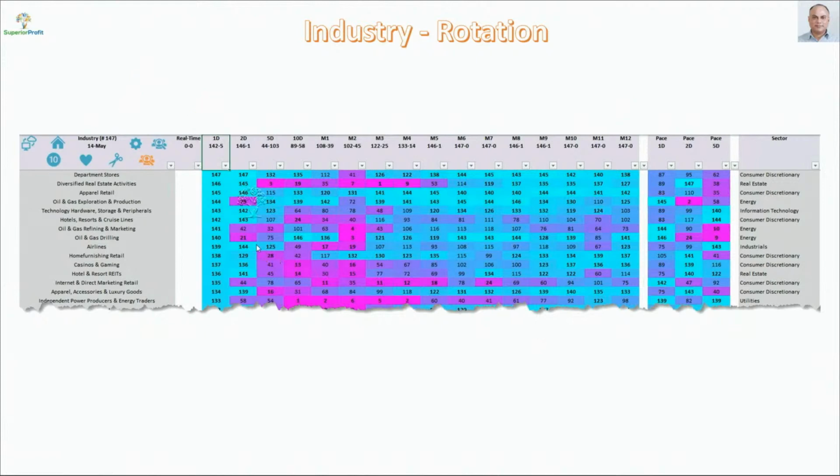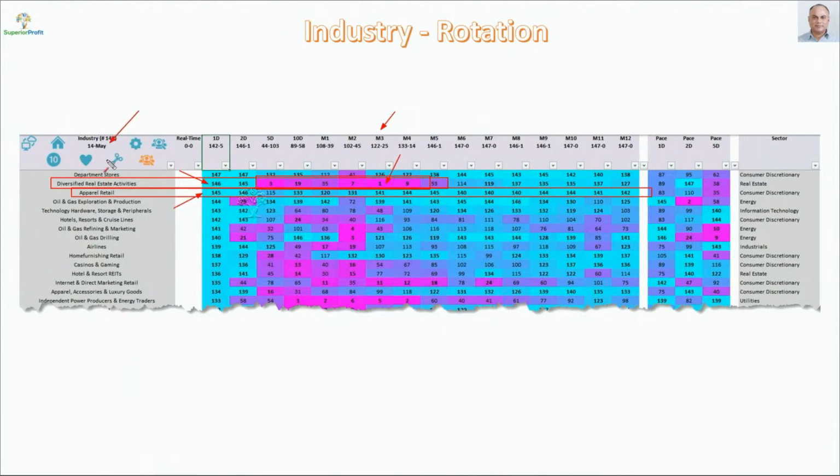Some people like to buy into strength, breakout traders, for example, IBD style. They may look at apparel retail. Apparel retail had been strong for a long time and it is continuing to be strong. That may give breakout trades. My personal favorite are turnaround trades like diversified real estate activities, which was very weak. In fact, it was the worst performer over a 3-month period, and now it is the second best performer. This is as of 14th May.